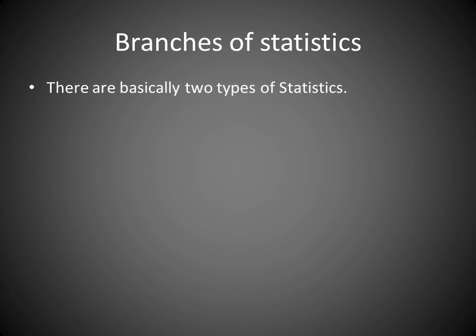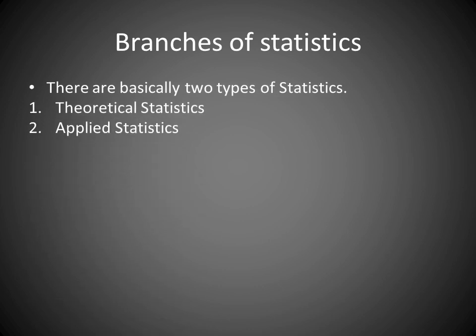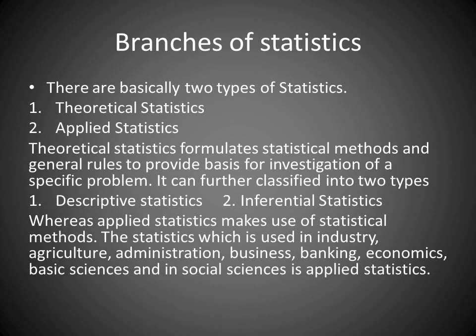There are basically two types of branches of statistics: theoretical statistics and applied statistics. What is theoretical statistics? It formulates some methods and general rules to provide a basis for investigation of specific problems. Theoretical statistics provides a basic guideline to solve a problem. It is further classified into two branches: descriptive statistics and inferential statistics.